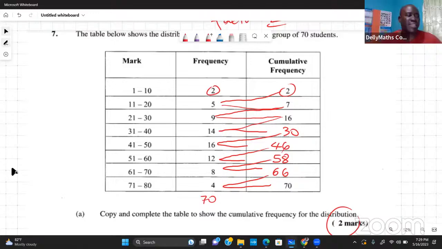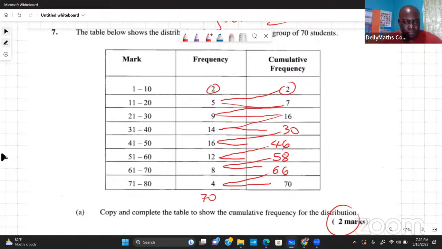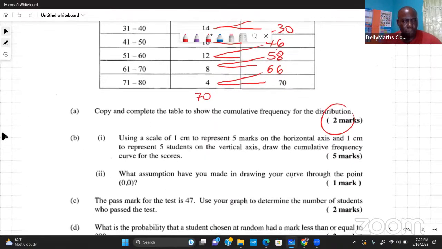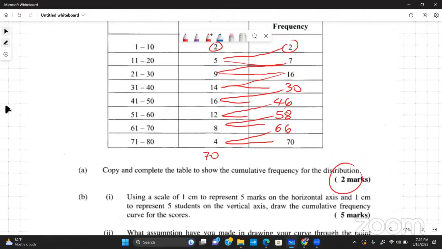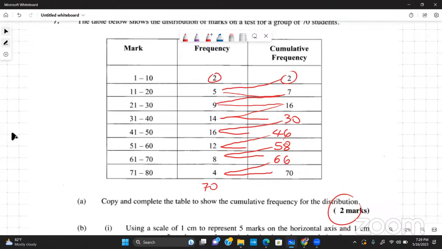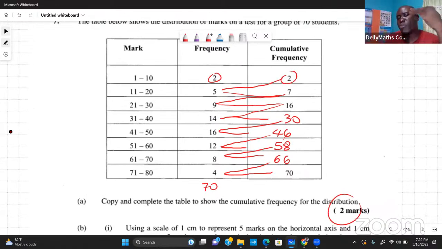So the cumulative frequency is adding. The word cumulative, accumulate. So be adding. Go back over that. Now, I was saying that for the cumulative frequency, you add. You're going to be adding going down. So what we're suggesting is you're adding up your frequency going down.